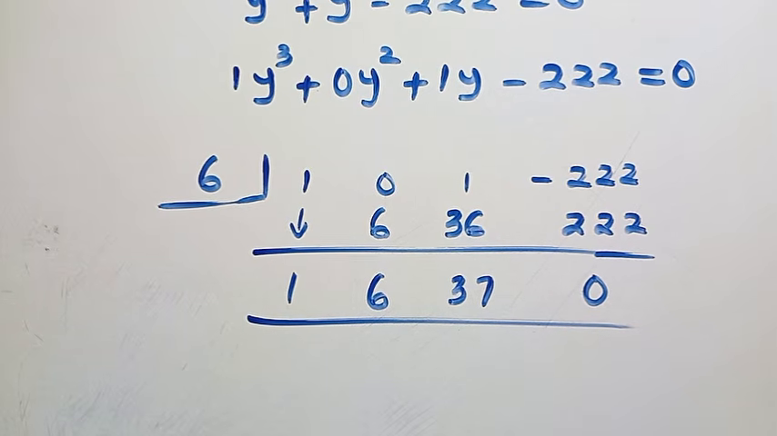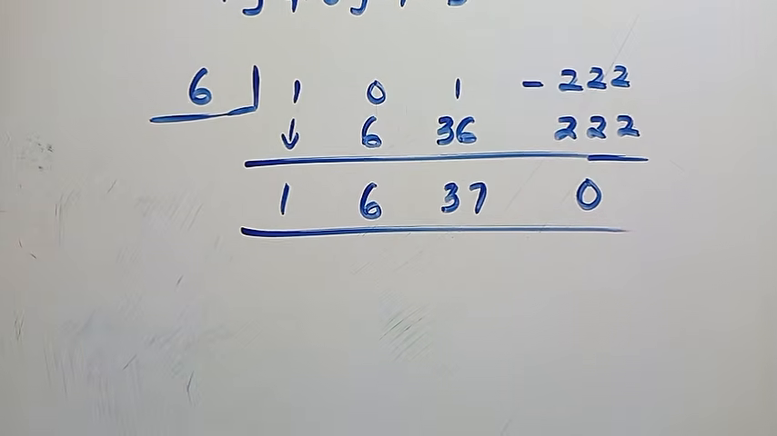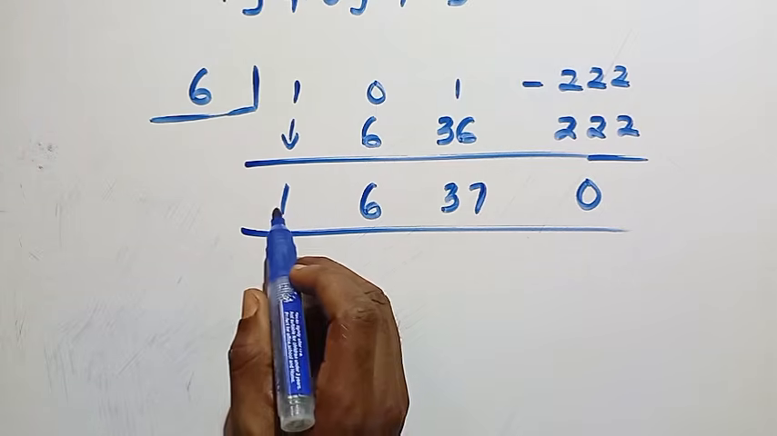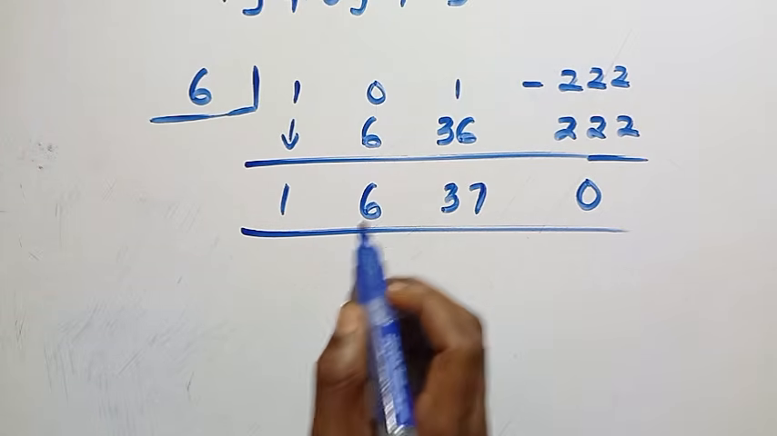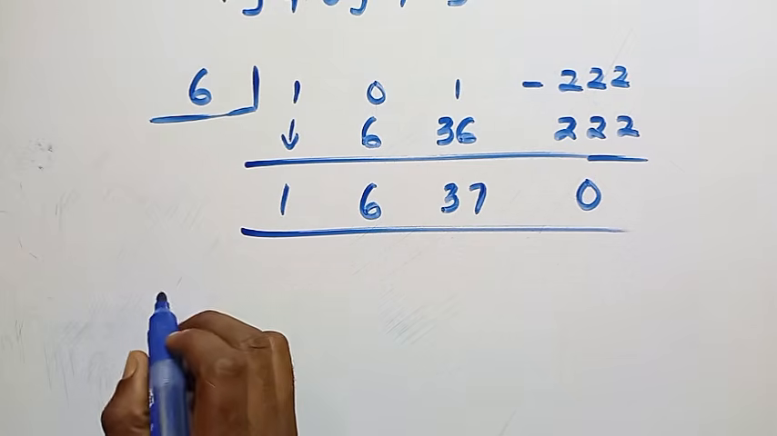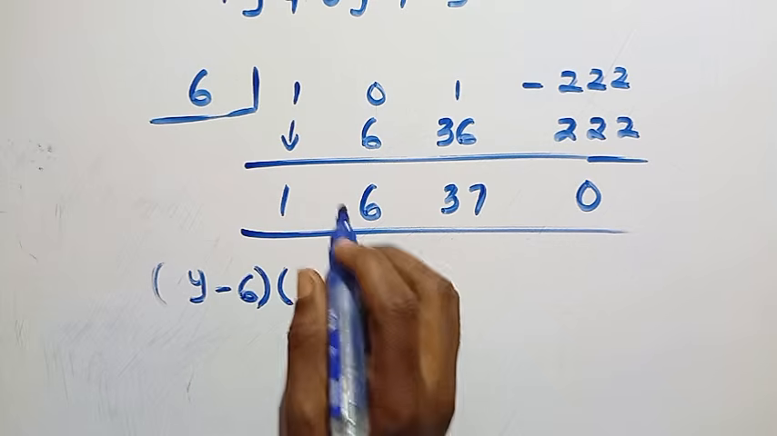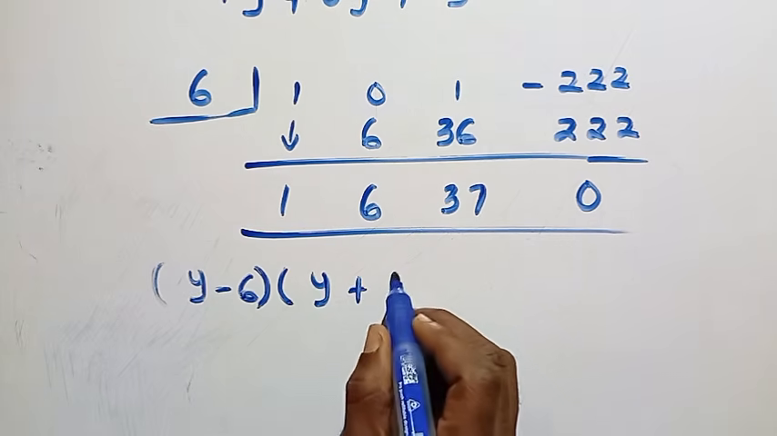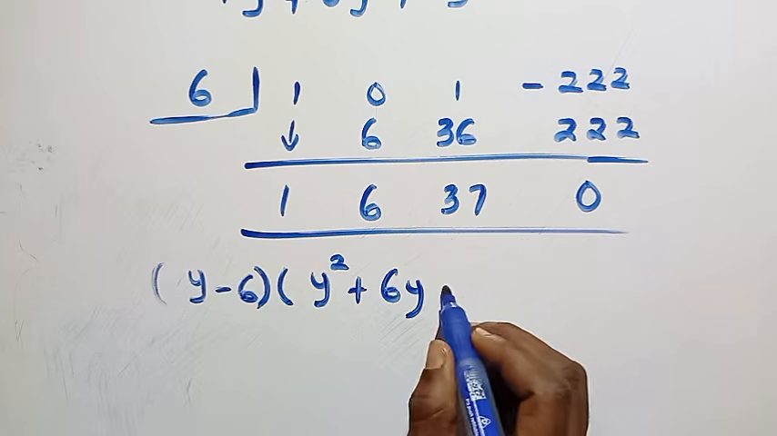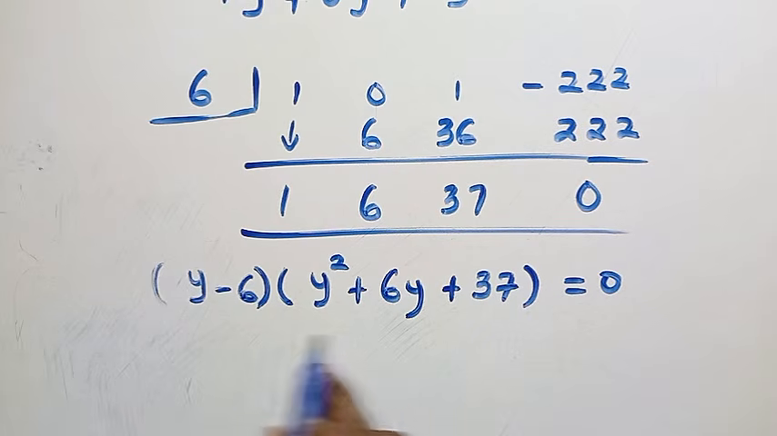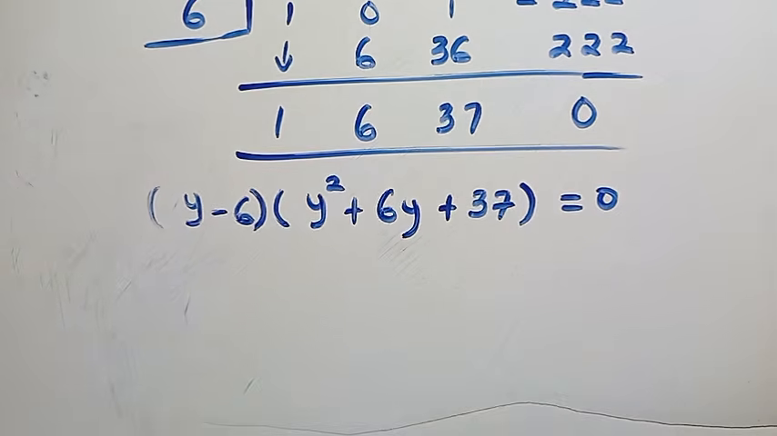After getting this, we are going to rewrite the equation. Since we have three non-zero numbers, 1, 6, and 37, this shows a quadratic. Therefore, the first factor is y minus 6. Then the second one is y squared plus 6y plus 37. Then everything equals 0. This is the complete factorization of the cubic equation above.